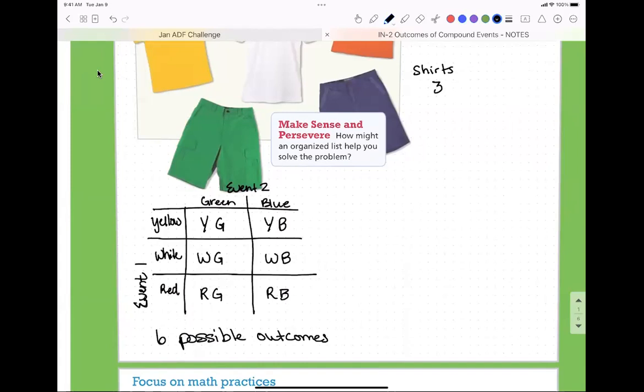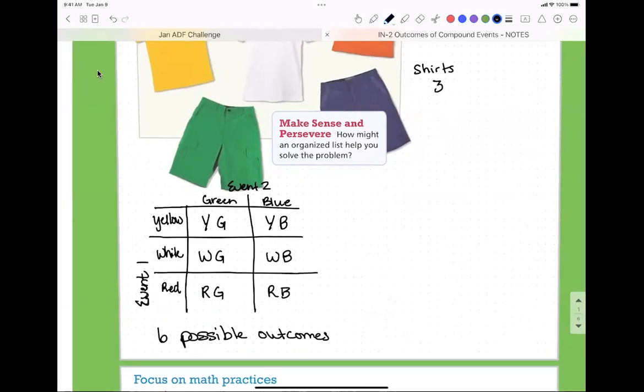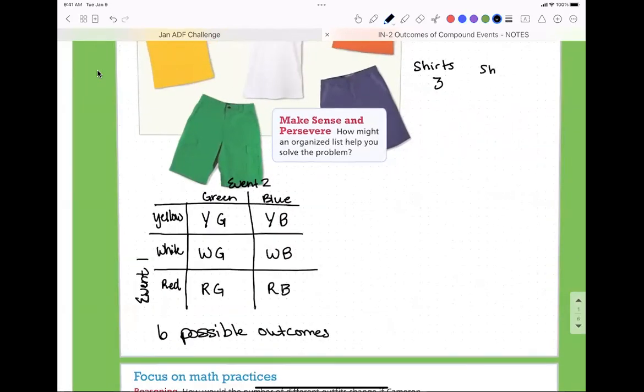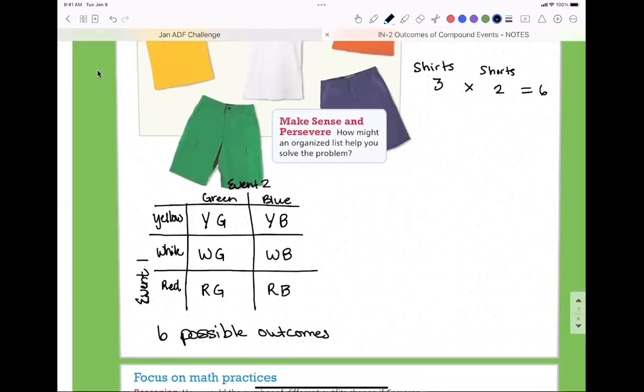So a little bit of a shortcut is for the shirts, I have 3 possible options. For my shorts, I have 2 possible options. If you take 3 times 2, you get 6. So if you are just asked, what is the number of possible outcomes, you can use this multiplication strategy in order to find it a whole lot quicker than coming up with a table.